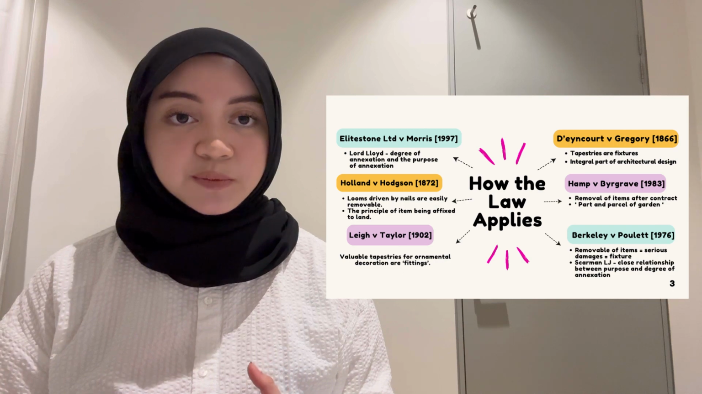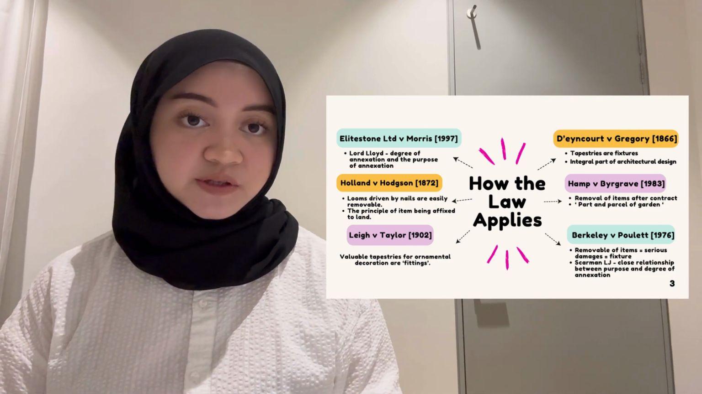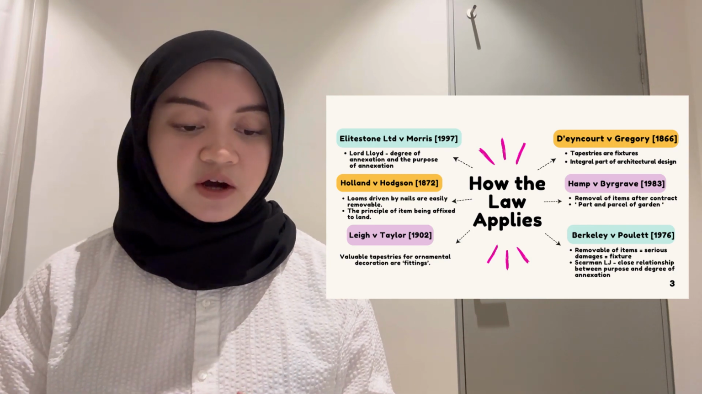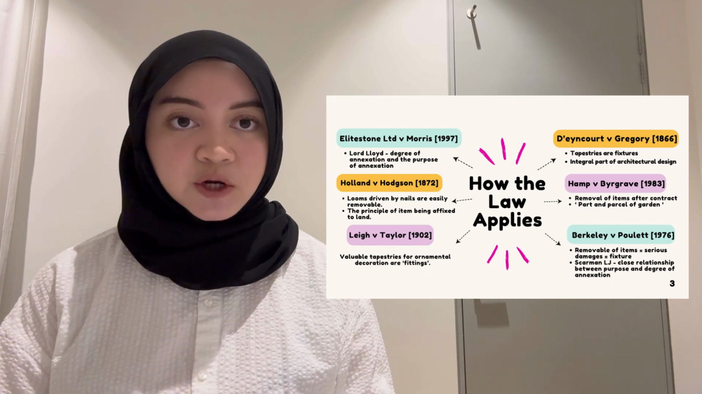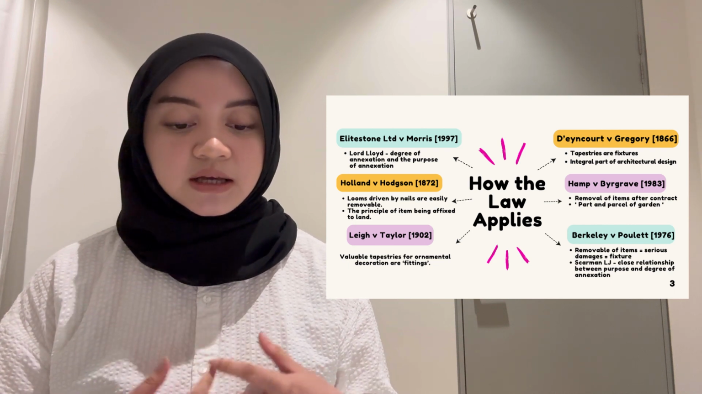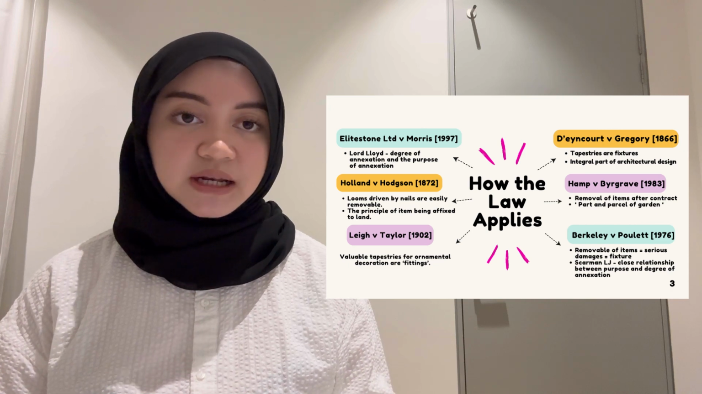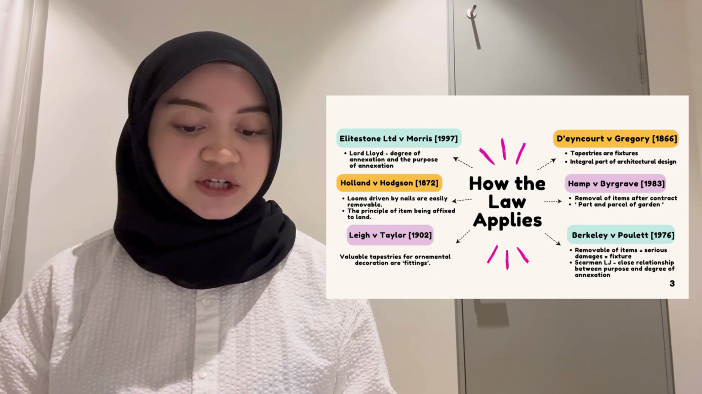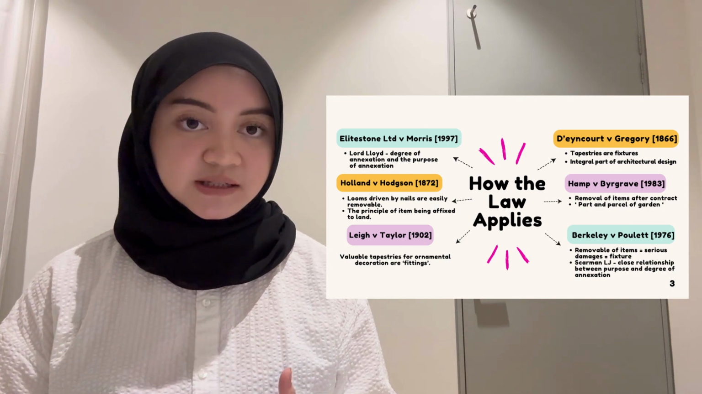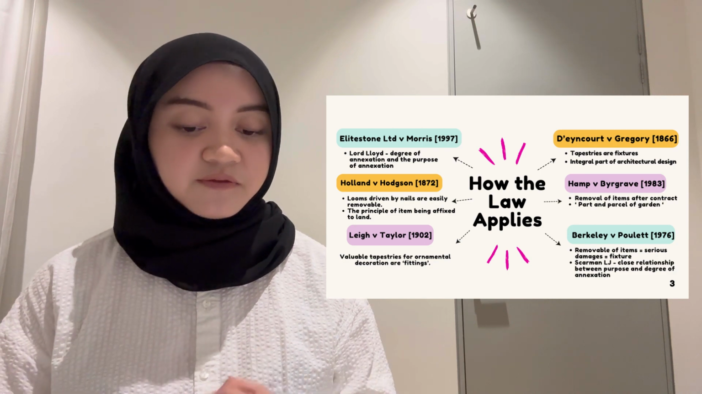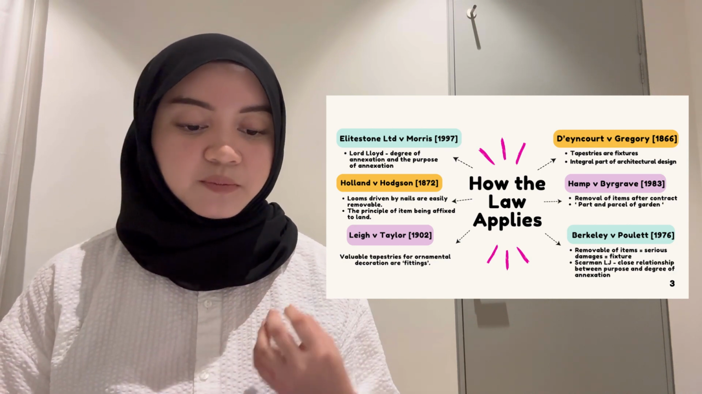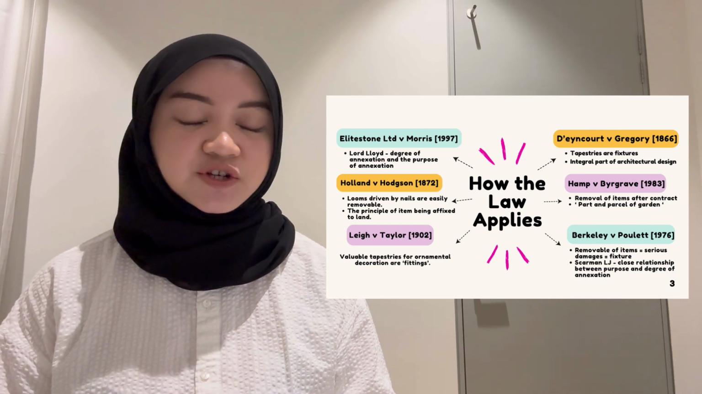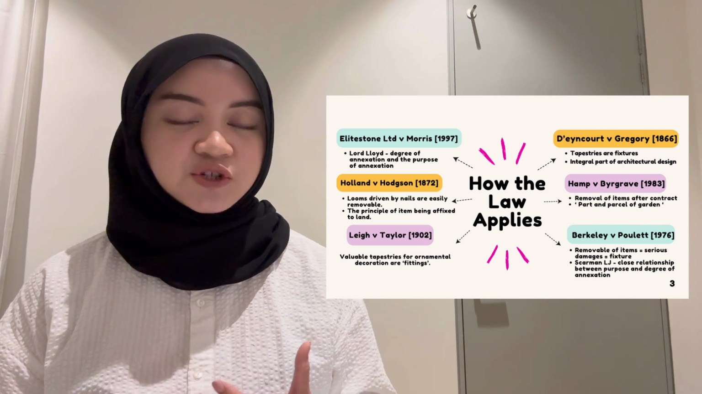So, first, in terms of examining the degree of annexation and purpose of annexation, in determining whether a chattel may become a fixture, this is illustrated in the case of Elitestone and Morris 1997, where Lord Lloyd argued that it depends on the circumstances of each case, but mainly on two factors, which are the degree of annexation and the purpose of annexation. Degree of annexation places an emphasis on to what extent the chattel has become attached to the land. The firmer, the higher the chances it has become part of the property. On the other hand, the purpose of annexation is for the courts to consider why the chattel was attached to the land in the first place.